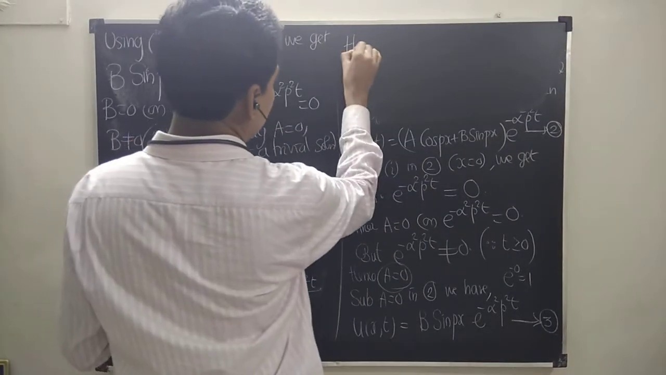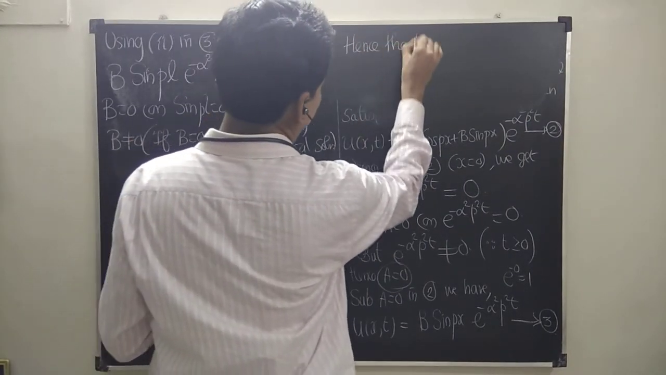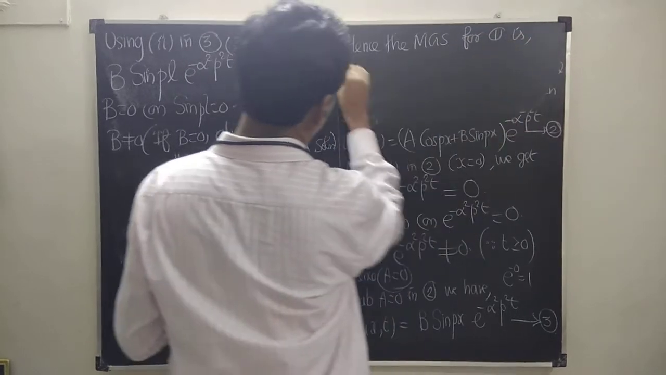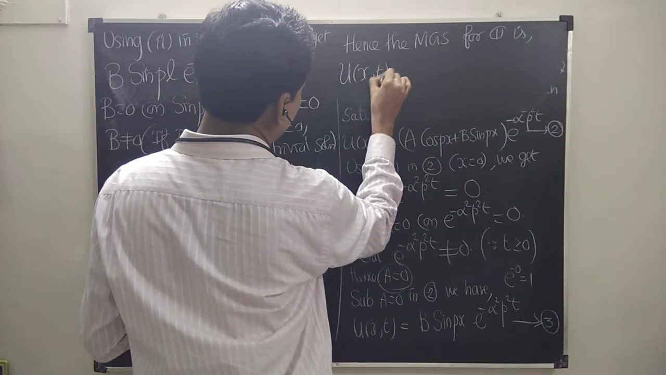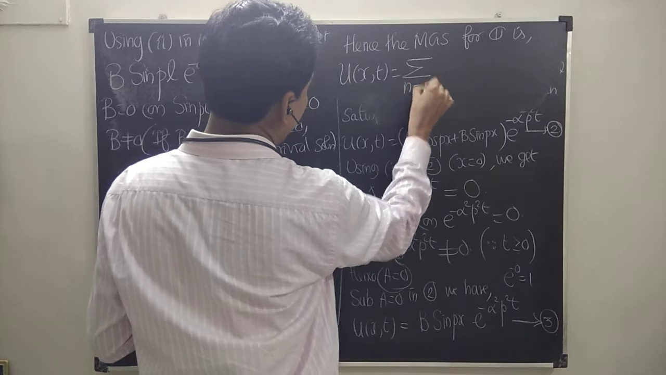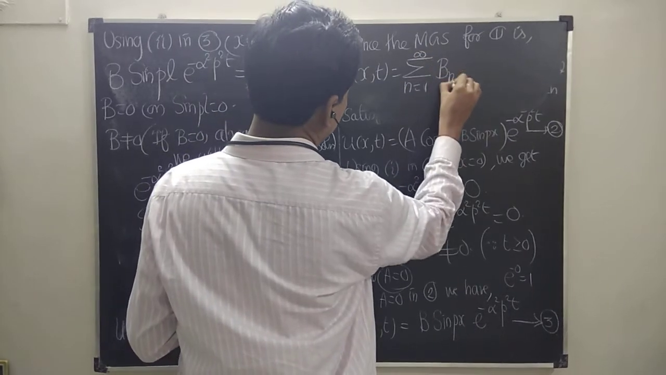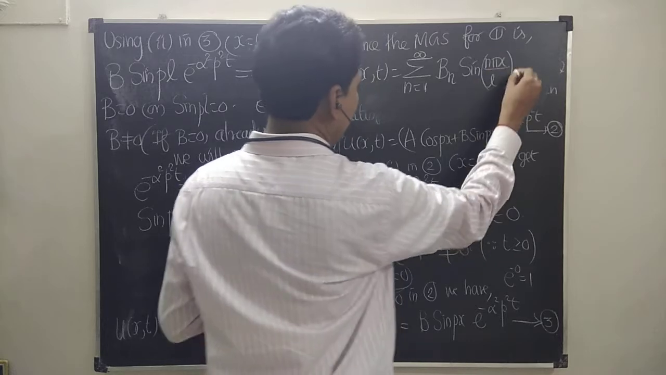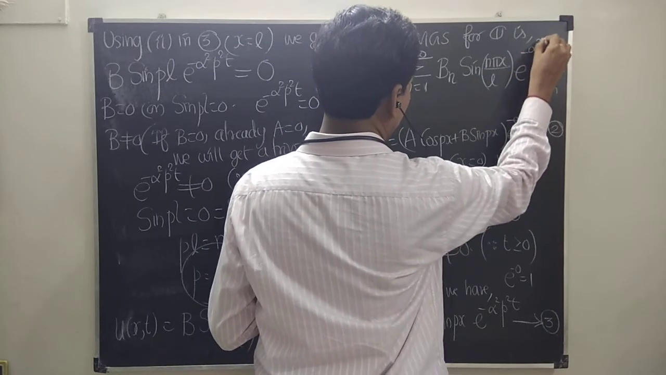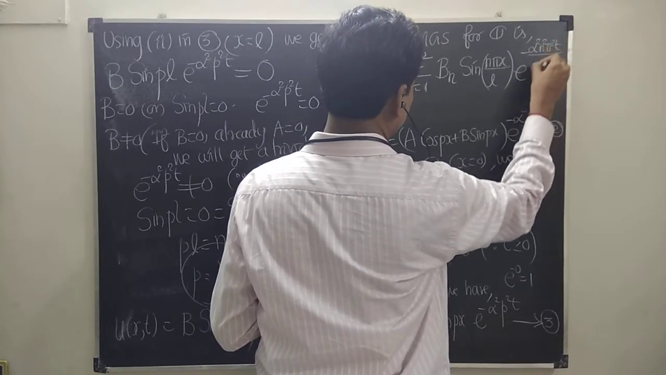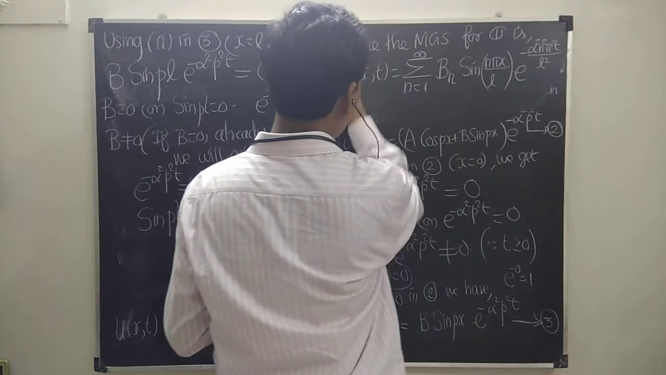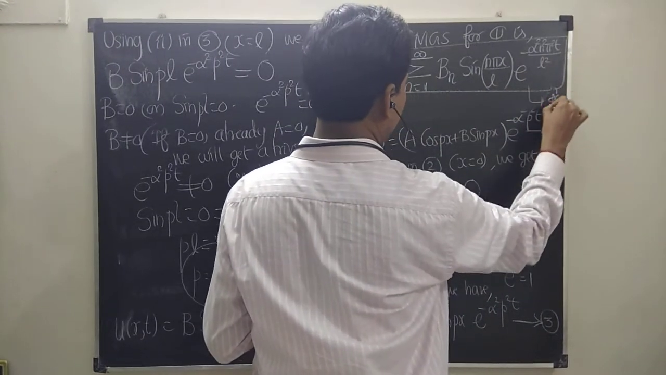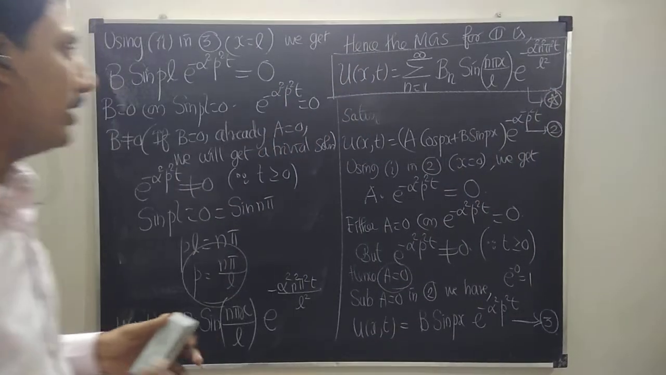Hence, the most general solution for the given one-dimensional heat flow equation is u of x comma t is equal to, by summing up all possible values of n, we get bn sin n pi x by L into e to the power minus alpha squared n squared pi squared t by L squared. So, this is my required temperature distribution function of the one-dimensional heat flow equation, star equation.